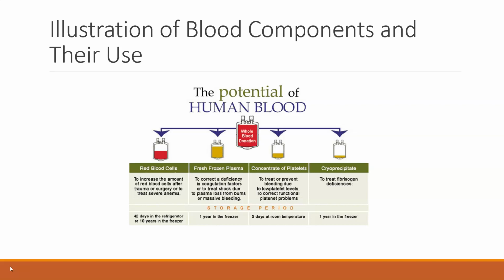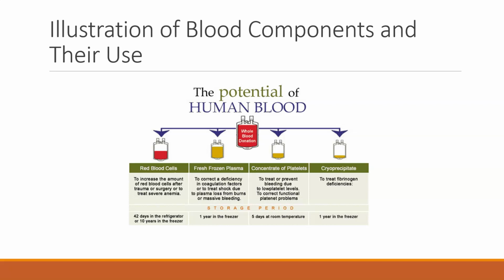Fresh frozen plasma is used to correct a deficiency in coagulation factors or to treat shock due to plasma loss from burns or massive bleeding. In the refrigerator, it's good for 1 year. Concentrated platelets are used to treat or prevent bleeding due to very low platelet levels or to correct functional platelet problems. And I apologize for the spelling errors here, but this is not my slide, and unfortunately I'm not able to correct it. These are good for only 5 days at room temperature.